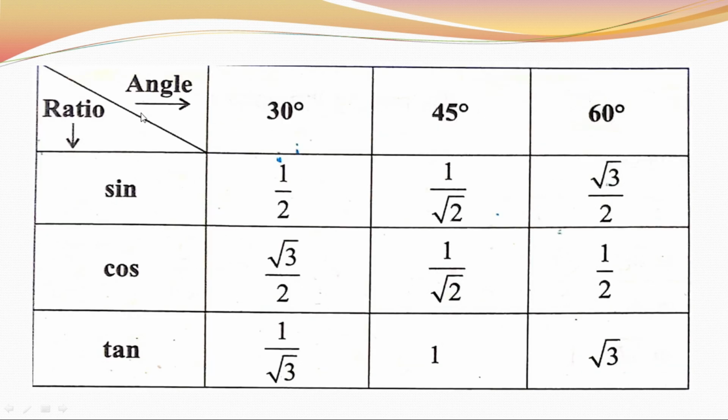These are the values of, you can say, acute angles. Sin theta 30 degree 1 over 2. Sin theta 45 degree 1 over under root 2. Sin theta 60 degree under root 3 over 2. Cos theta 30 degree under root 3 over 2. Cos theta 45 degree 1 over under root 2. Cos theta 60 degree is equal to 1 over 2. Tan 30 degree 1 over under root 3. Tan 45 degree 1, tan 60 degree is equal to under root 3. These are the values of sine, cos and tan on the angles 30 degree, 45 degree and 60 degree.